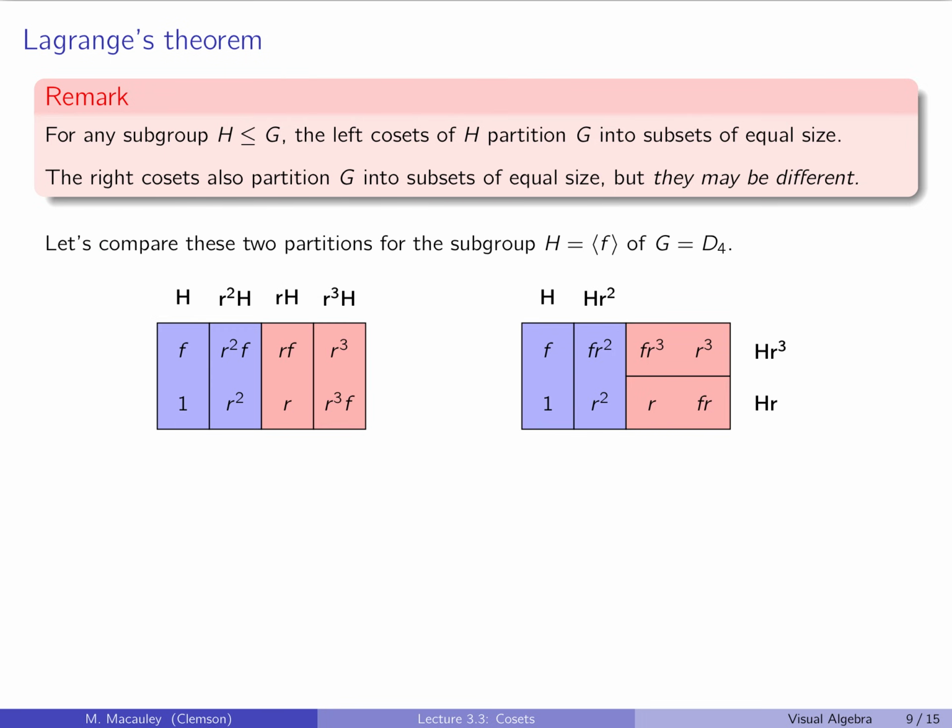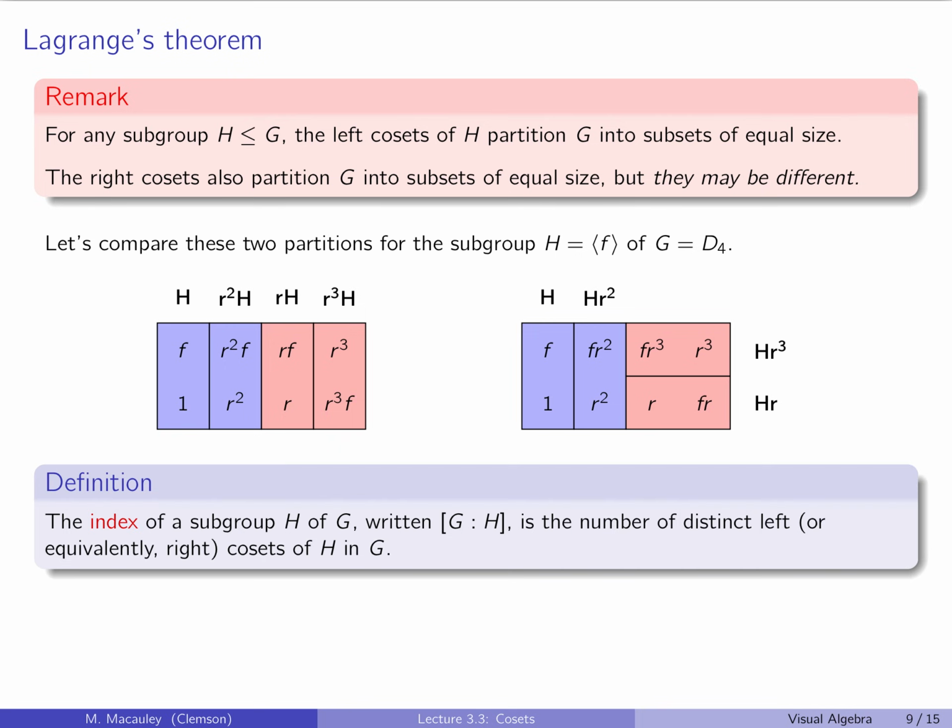Let's compare these two partitions for the subgroup H of D4, which we started this lecture with. So here's H, and I'm going to put them in a non-standard order because I want to group the two left cosets that are right cosets together. H, R squared H, RH and R cubed H. But then the right cosets are a little bit different. These two are the same, but now it partitions these four elements like this. Notice that I've preserved the position of the elements. So RF equals FR cubed, and R cubed F equals FR.